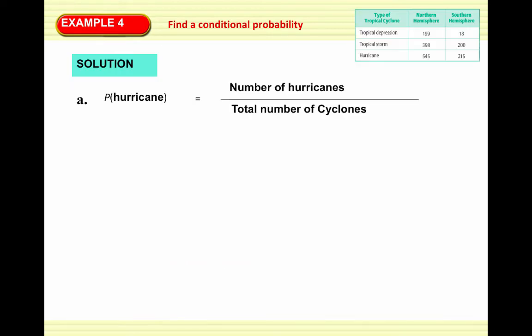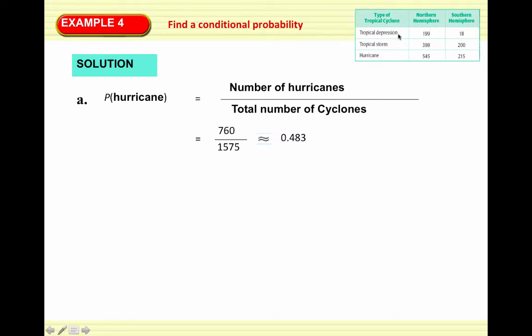So for our first solution, the probability of a particular storm being a hurricane is going to be the number of hurricanes over the total number of cyclones. So for the total number of hurricanes, we need to add the number of hurricanes from the northern hemisphere and the number of hurricanes in the southern hemisphere. So 545 plus 215 is 760. And then we're going to divide that by the total number of cyclones.